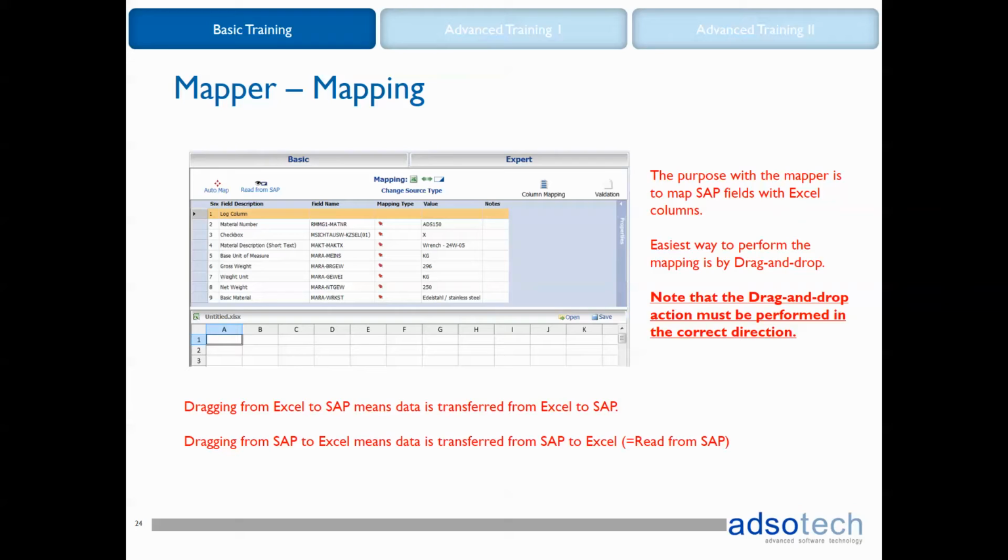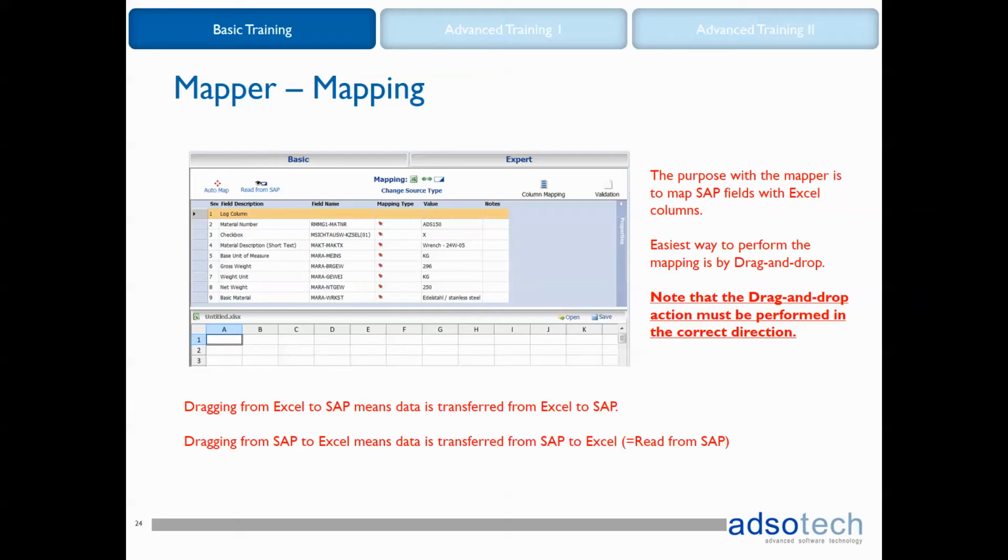But for the dragging and dropping then, it's as simple as deciding that I want to have my material number in column A in Excel. I will drag from column A to material number. And yes, the direction of the drag and drop is very important. I just said that I will drag from column A in Excel to material number. I will do it in that direction because I want the data to go from Excel to SAP. That's the direction we're focusing on right now.